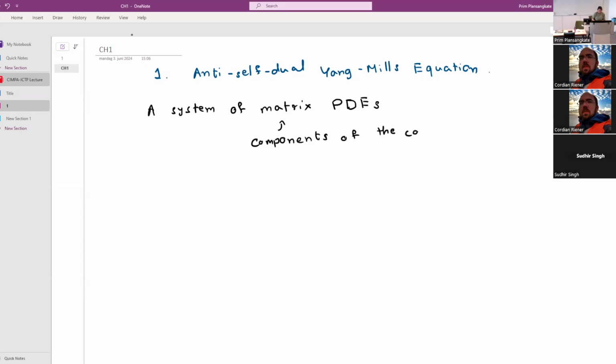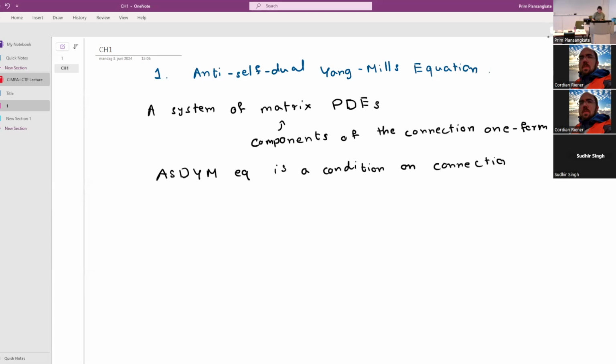These matrices are components of the connection 1-form of a connection on a vector bundle. So the anti-self-dual Yang-Mills equation and the self-dual Yang-Mills equation is a condition that you impose on connections defined on a vector bundle.